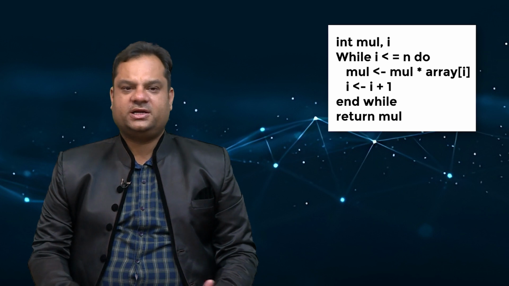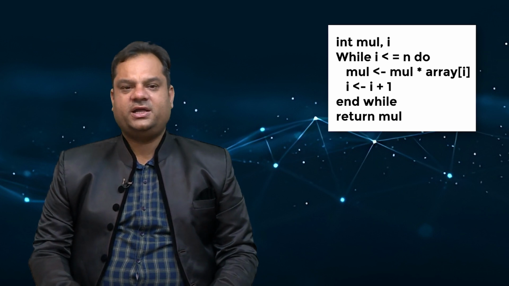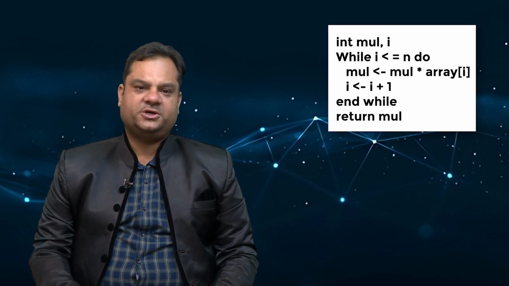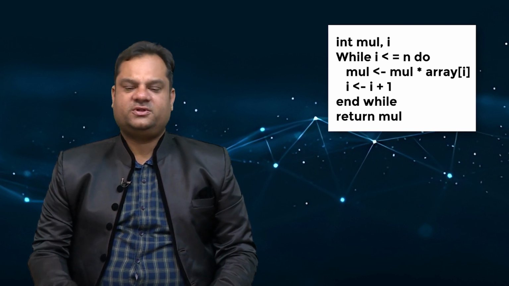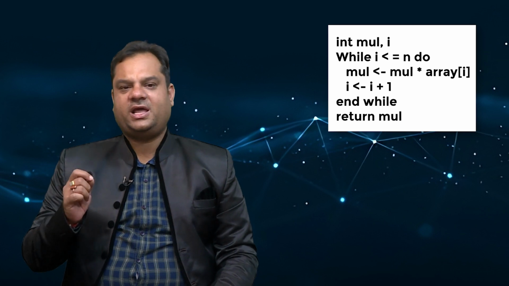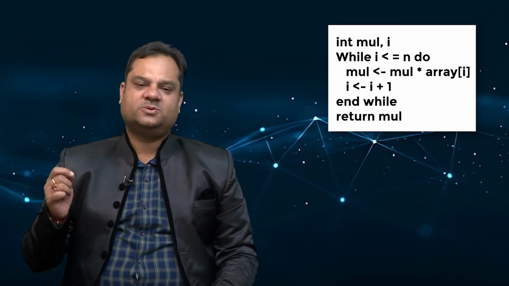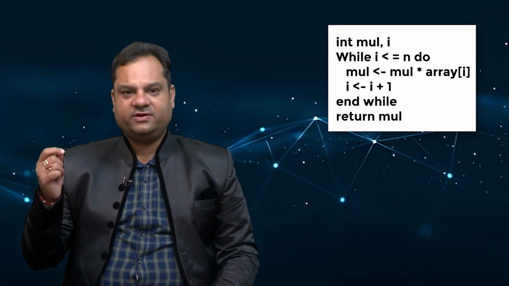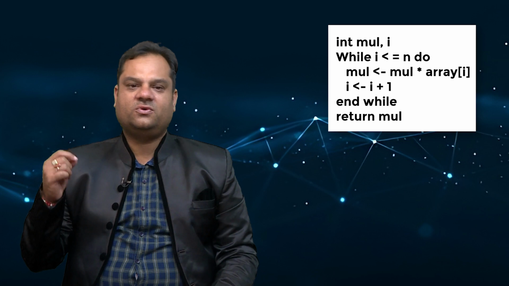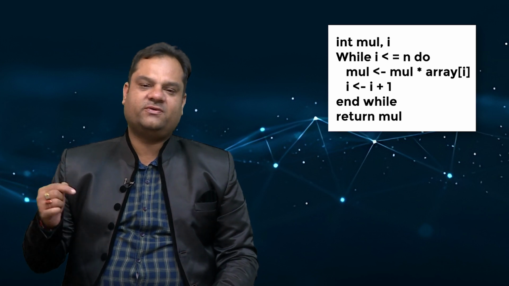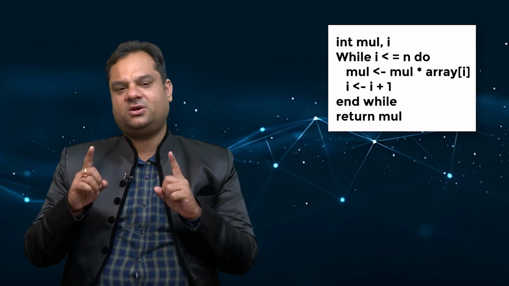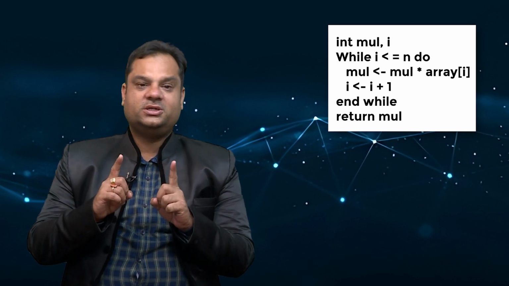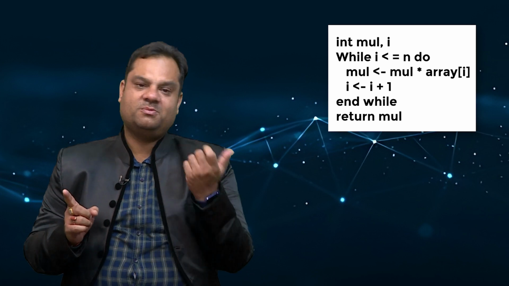Apply a loop in the form of while, where I should be less than or equal to n. Then perform the operation multiply by the array of I. Suppose you have an array with indexing I starting from 0 up to 5. I increases one by one, and array of I represents that particular item, so that value will be multiplied by the multiply operation.